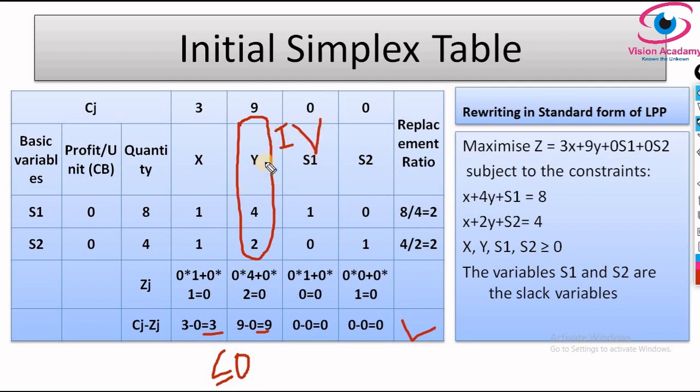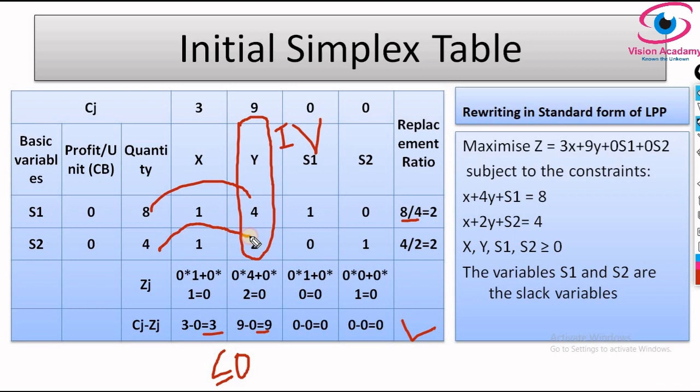After finding the incoming variable, we have to find the replacement ratio. The replacement ratio can be found by dividing the quantity by the entering variable column value, that is 8 by 4. 8 by 4 is 2.